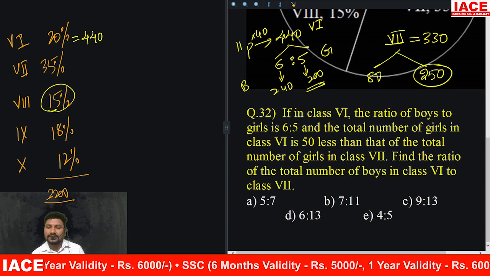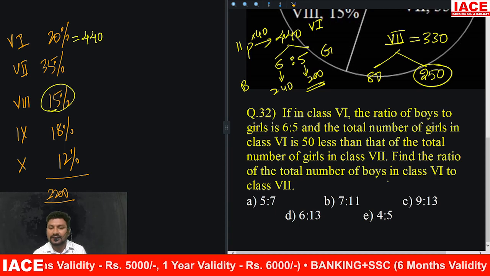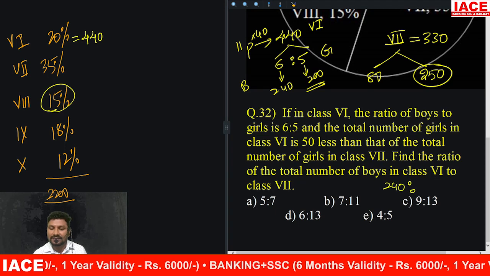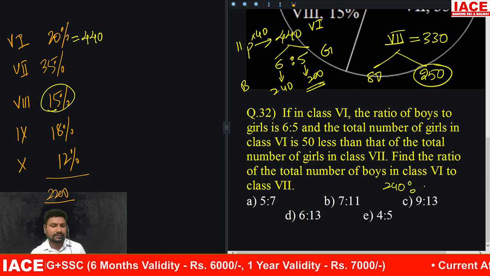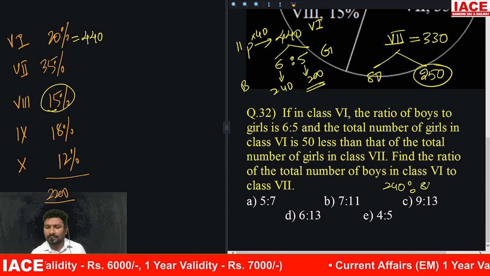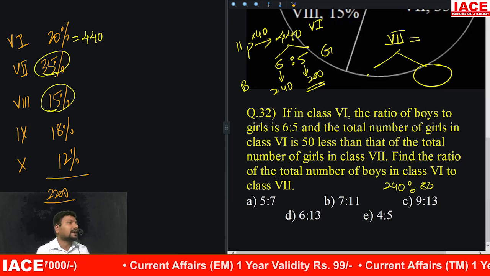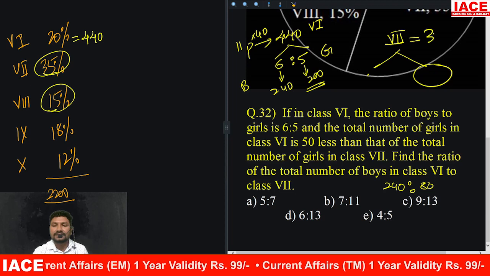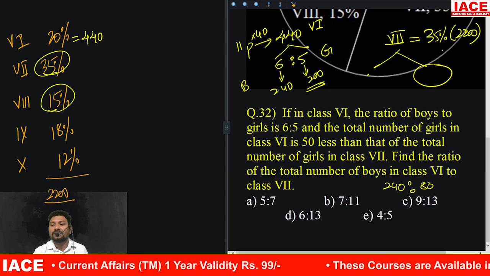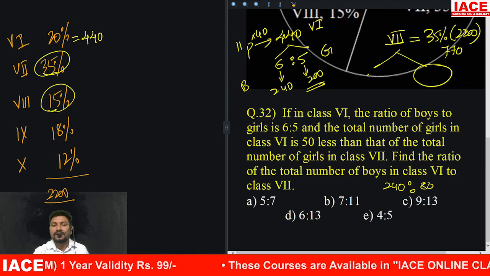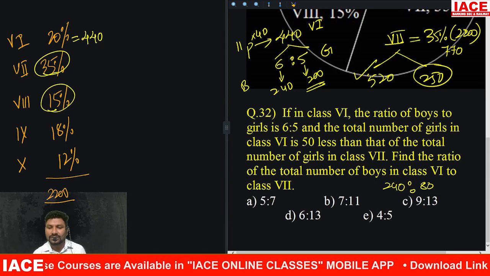The question is, find the ratio of total number of boys in class 6 to class 7th. Boys in class 6 is 240. Class 7th is how much? 80? Ratio match out. Here how much percentage will we take? 35%. 35% of 2200, nothing but 70% of 1100. It is equal to 770. In 770, 250 is girls, so the boys value is how much? 520. Now we have to take the ratio of these two.